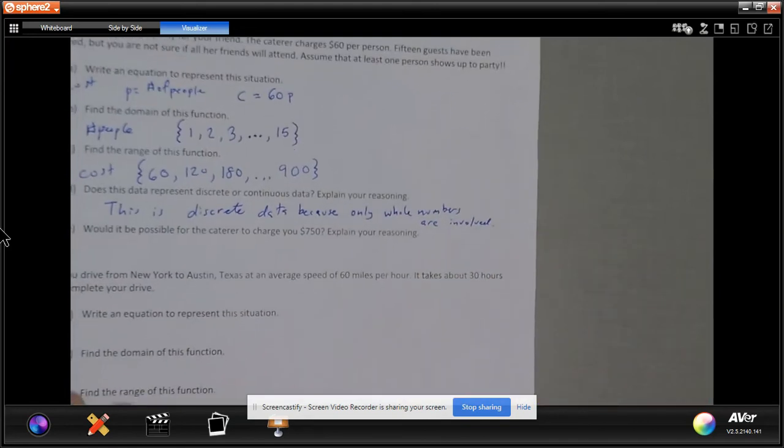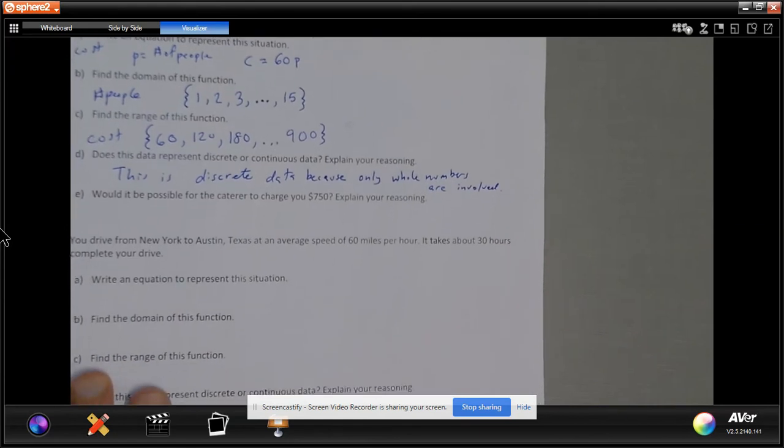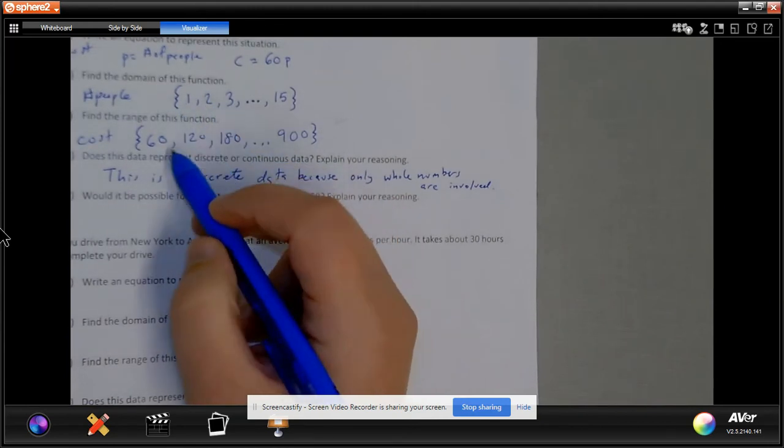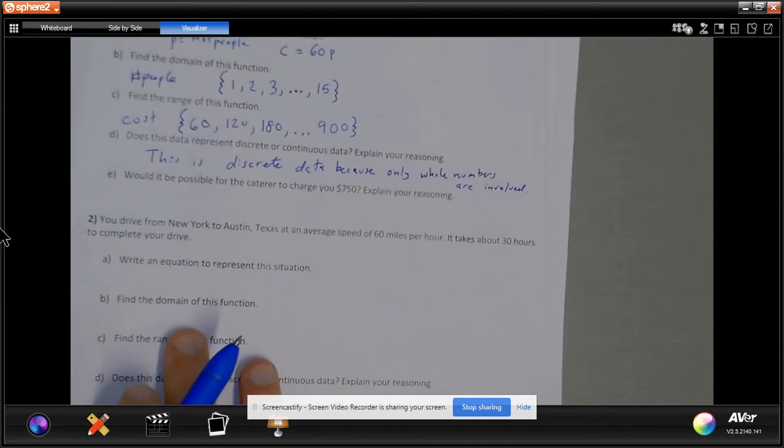That's one reason to disagree. There are others, but again, it's mainly because you're not going to have fractions of people or fractions of cost here. It's only individuals.